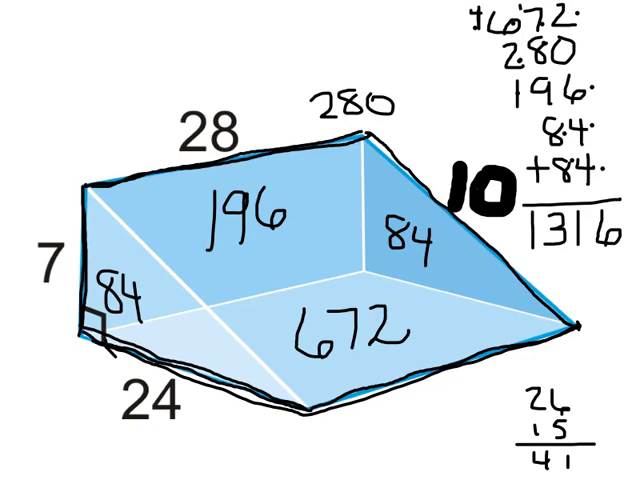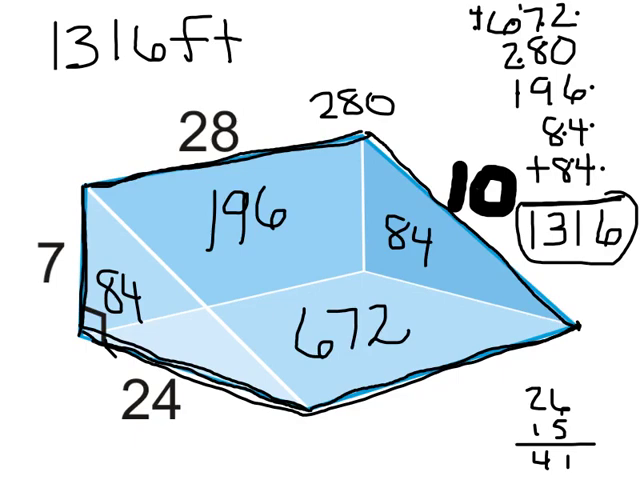So my final answer would be 1,316, and that would be, let's say if these dimensions are in feet, 1,316 feet squared, because area is always squared.